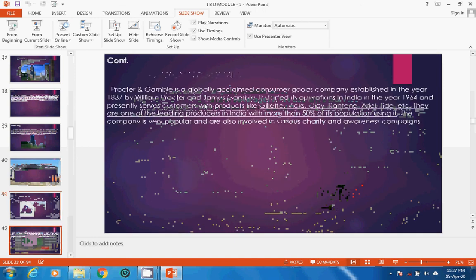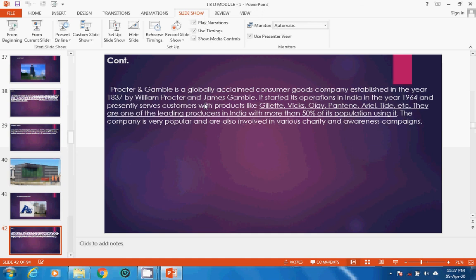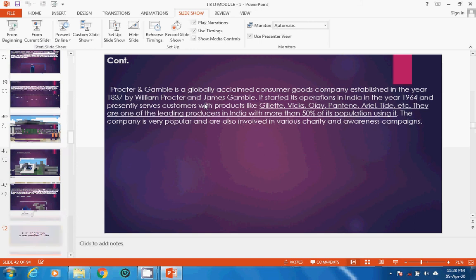Procter and Gamble. It's a globally acclaimed consumer goods company established in the year 1837 by William Procter and James Gamble. It started its operations in India in the year 1964 and presently serves customers with products like Gillette, Vicks, Olay, Pantene, Ariel, Tide, etc. They are one of the leading producers in India, with more than 50% of India's population using these products. The company is very popular and also involved in various charity and awareness campaigns in our country.